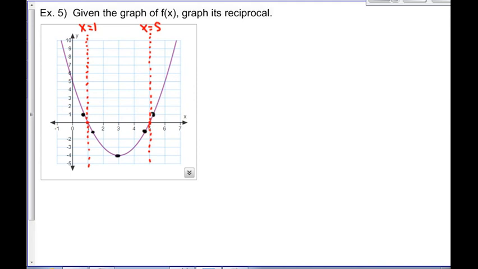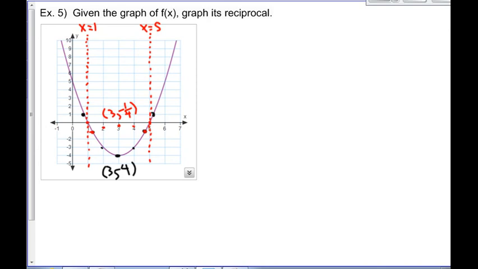I have a really important point here of (3, -4). On the reciprocal, that is going to become the point (3, -1/4). I just flipped the y value. And I could do that for a whole host of other points. So this point right here could become (4, 1/3). I'll just eyeball that. This one right here would become (2, -1/3).